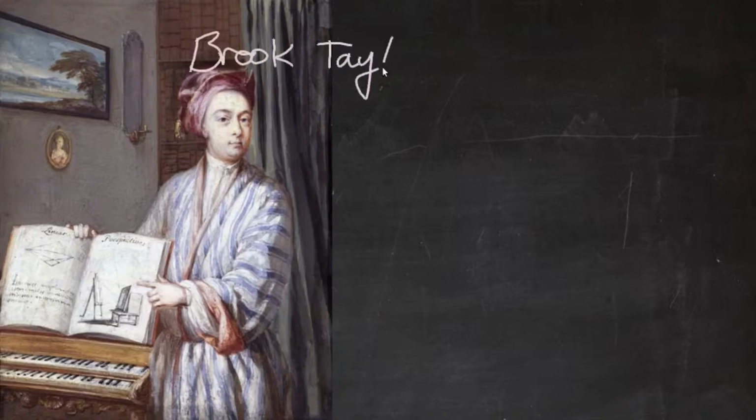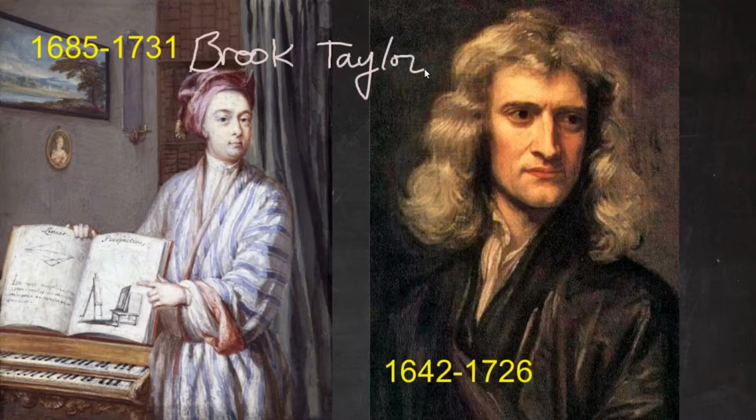He was English, and let's take a look at when he lived. He lived from 1685 to 1731, so you can see he was not super old there. What is that? 31 plus 15? 46 years old. Nice bathrobe, Brook Taylor. And comparing him to Isaac Newton, 1642 to 1726, so you can see there's quite a bit of overlap there.